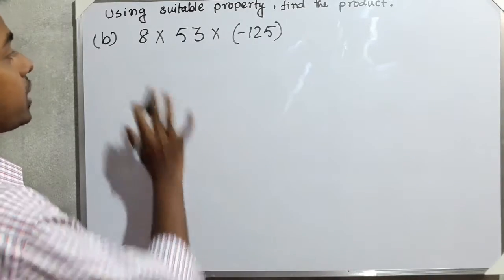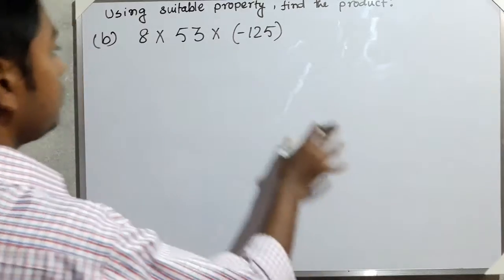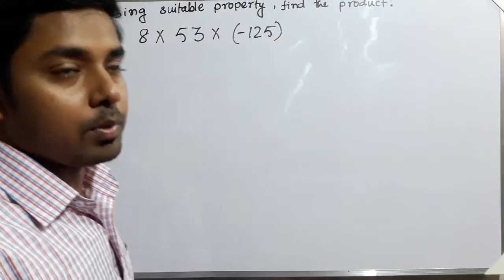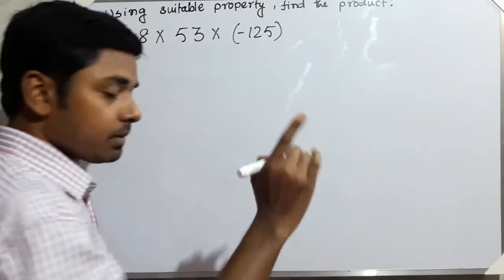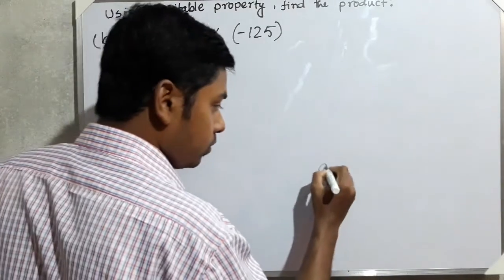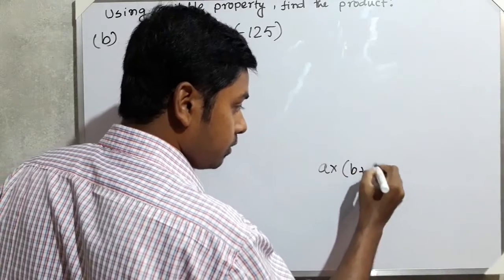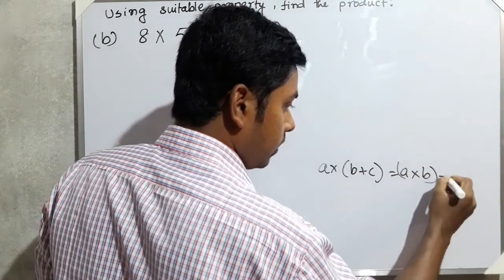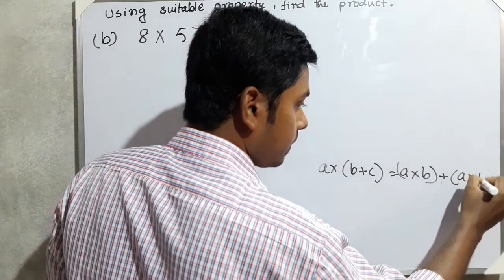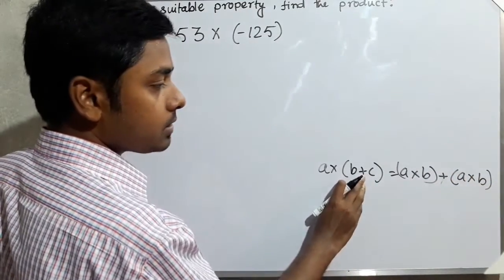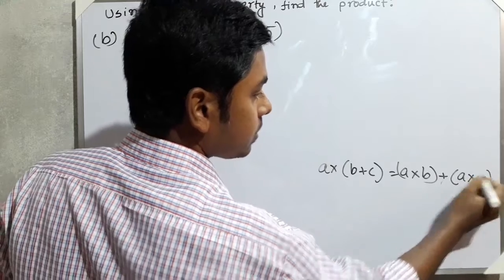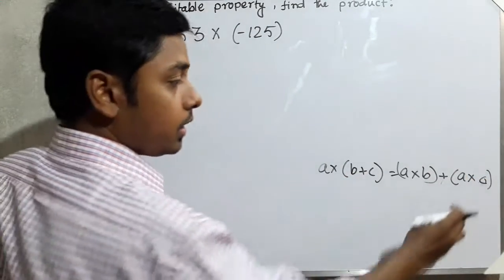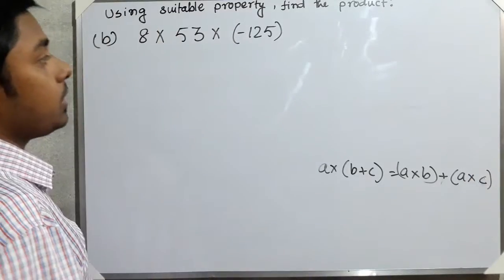Now we have taken question number B. Here also the question asks us to solve using a suitable property, and by suitable property I told you it means the distributive property. Whenever you have a minus here, it will be minus here. Now you can see, first of all what I have to do?